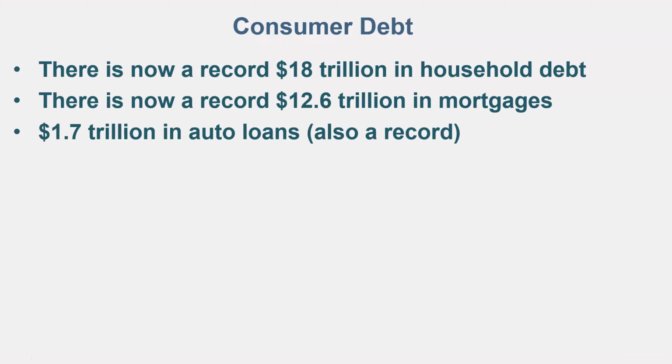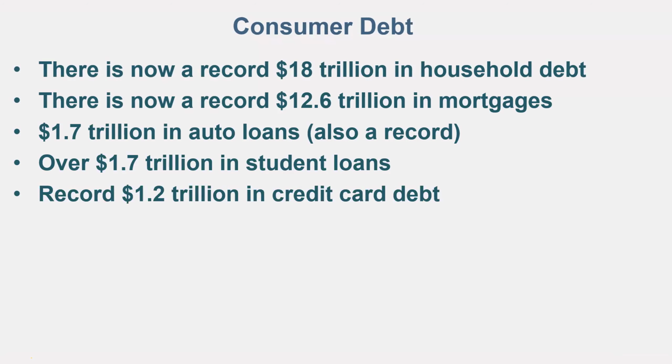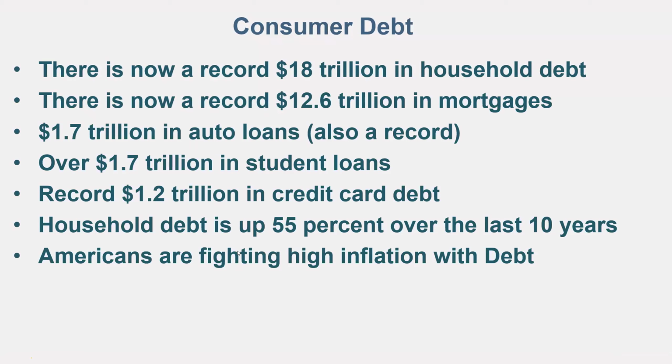There's a record auto loan debt of over $1.7 trillion. Student loan debts are out of control. There's $1.2 trillion in credit card debt. Household debt is up 55% over the last 10 years. That's crazy. Americans are just fighting inflation with debt. So people can't afford to live. They don't have enough money to survive, and what they're doing is going deeper and deeper into debt every day to be able to get by and live the lives that they want to live or are trying to live.